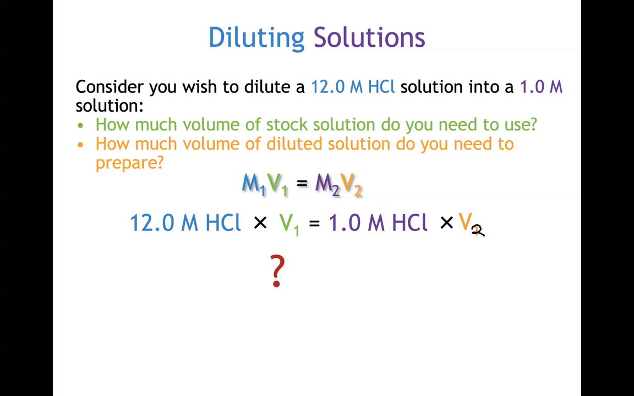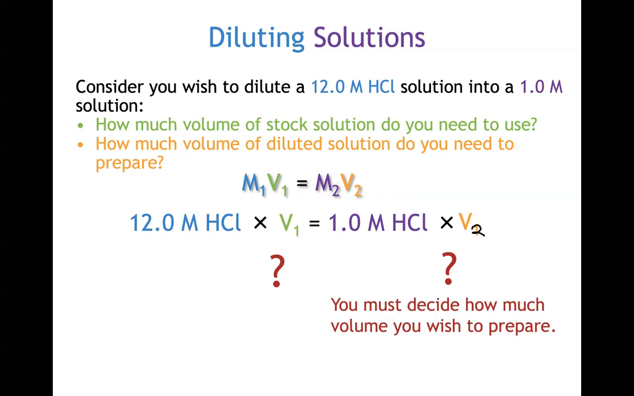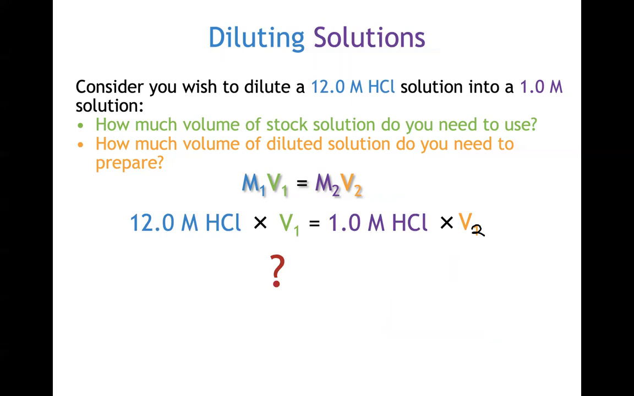We have to decide either the initial volume, or we have to decide on the final volume if we're not told. You must decide how much we need to prepare. Typically, you'd be told the actual volume. So suppose we actually wish to prepare 100 milliliters, right? And then we could solve for it.